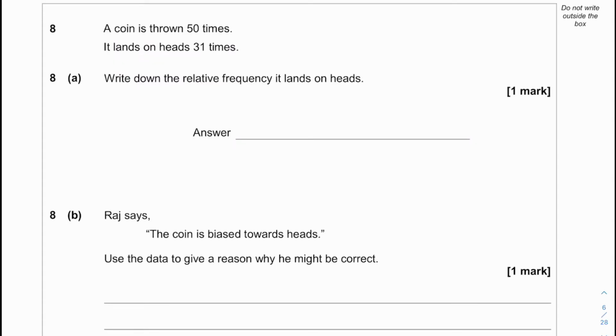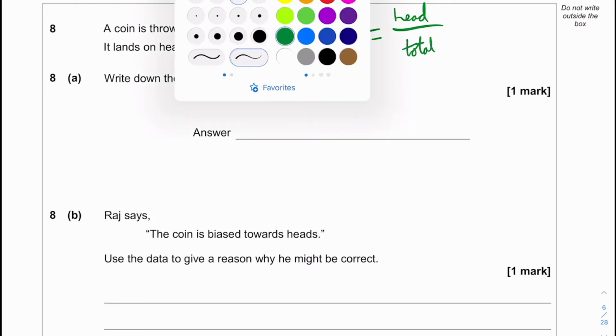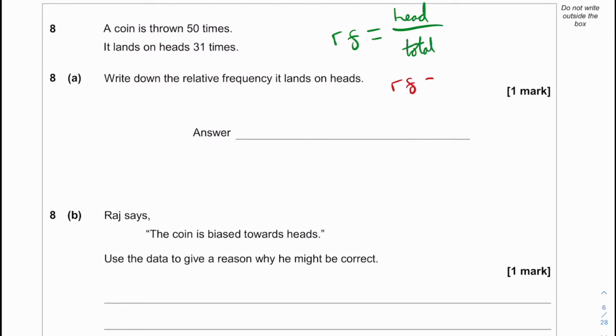Okay, so for question 8 we are told a coin is thrown 50 times and it lands on heads 31 times, and we need to write down the relative frequency that it lands on heads. So for relative frequency, I'll just call it RF. This is equal to the amount of times that a certain event occurs, so we'll put down heads, so this is equal to heads over total number of throws, that is. So therefore we can say our RF, relative frequency, is equal to heads, which is 31, over 50.